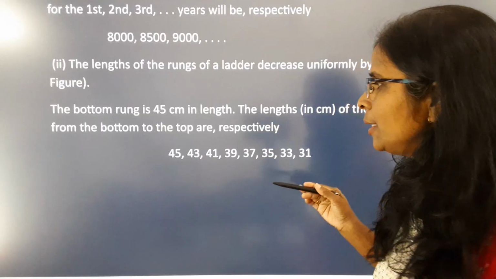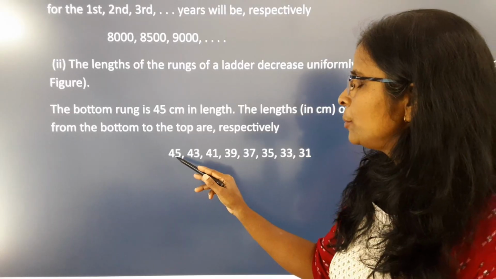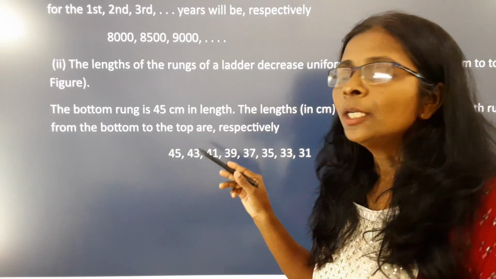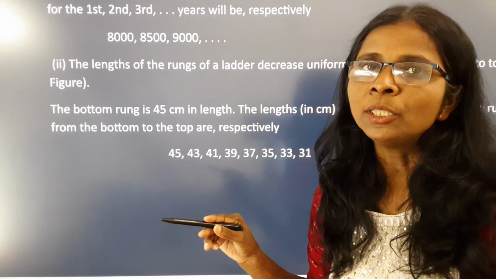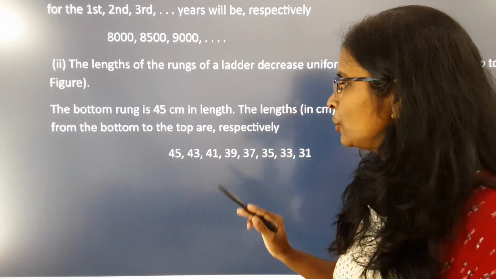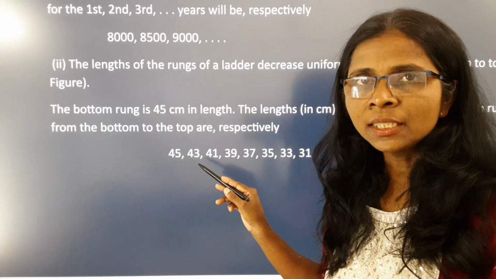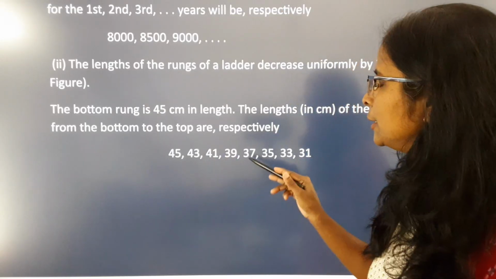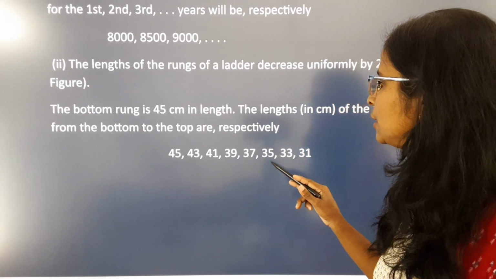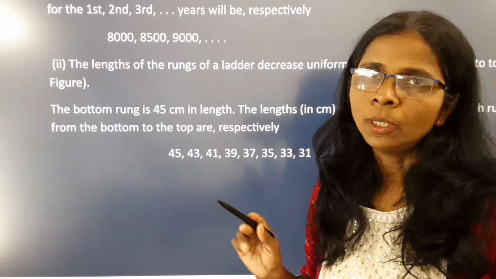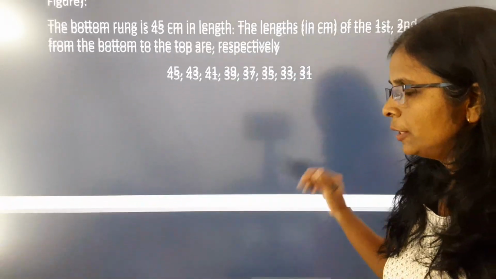And here we see a specific pattern arises between two consecutive terms. If you subtract 2 from the previous number, you get the succeeding number. So if you subtract 2 from each preceding number, you get the successive number. This way there is a specific pattern in the rungs of the ladder.